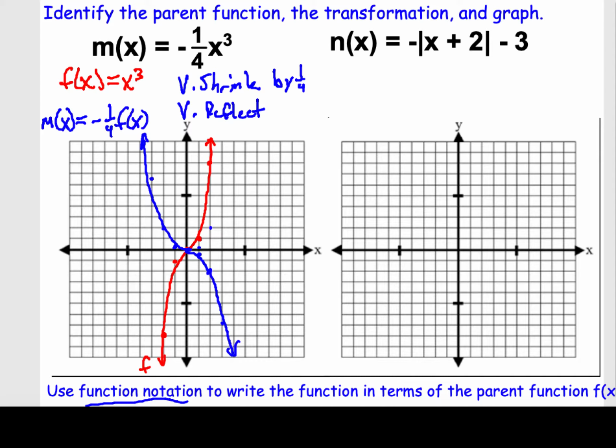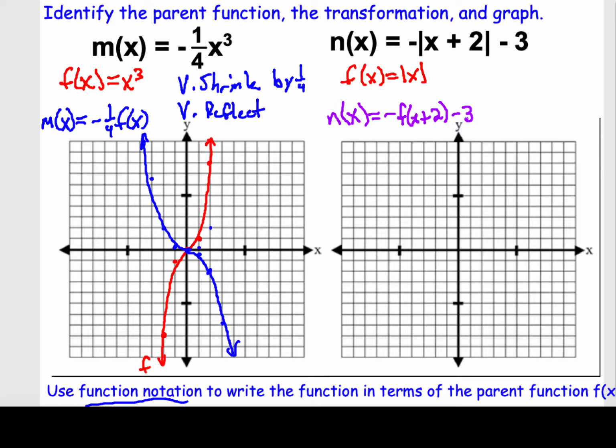Let's go a little bit quicker with the one over here at the right. Again, your parent function is going to be an absolute value of x. And if we wanted to, we could immediately write out the fact that n of x is really a negative on the outside of that absolute value, so a negative outside of f of x. Inside, it's an x plus 2, right? So that's going to take us left 2. And on the outside, notice I closed the parenthesis, a minus 3.